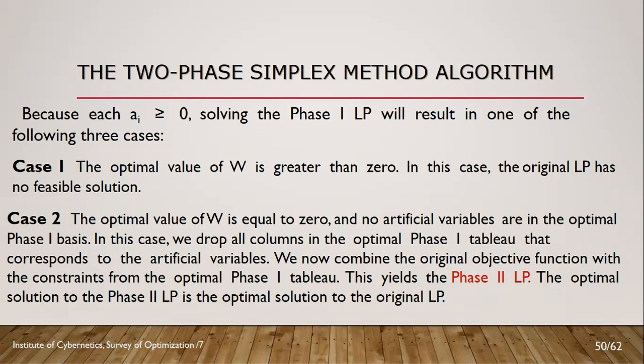We drop all columns in the optimal phase 1 tableau that correspond to the artificial variables. We now combine the original objective function with the constraints from the optimal phase 1 tableau. This yields the phase 2 LP, and the optimal solution to the phase 2 LP is the optimal solution to the original LP.